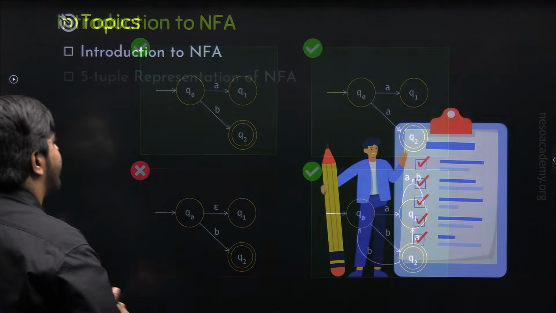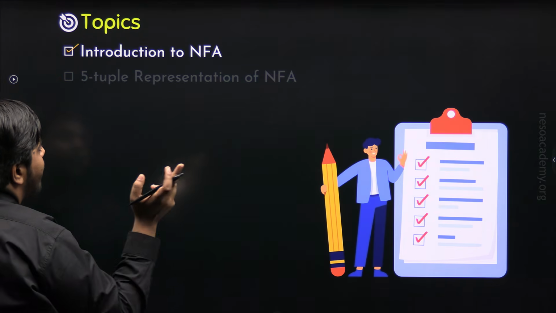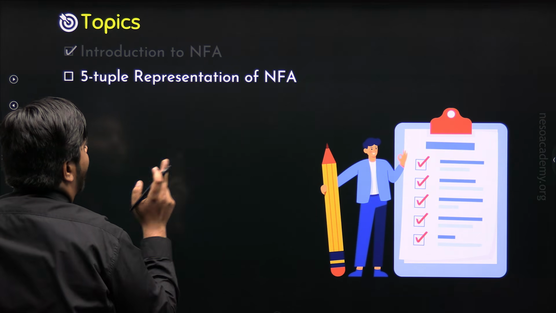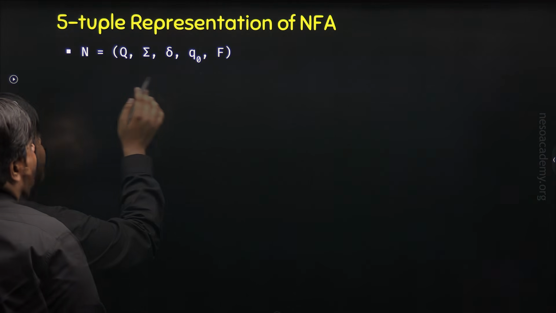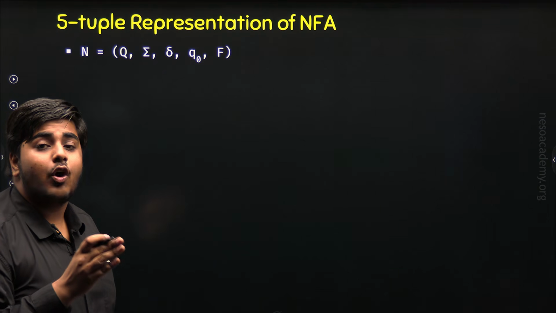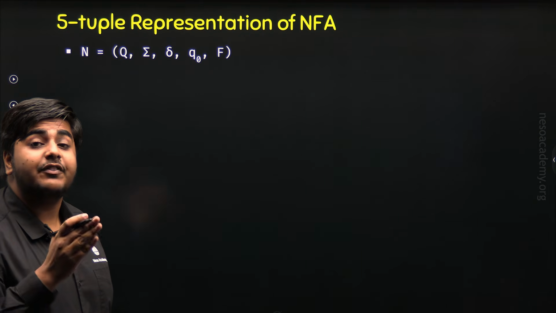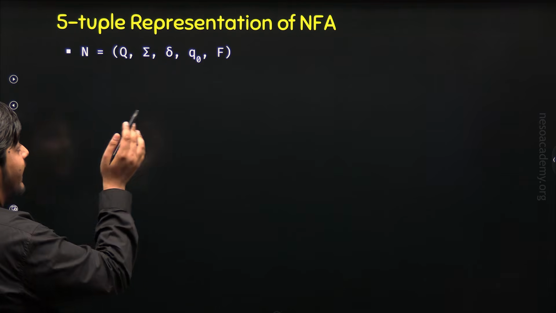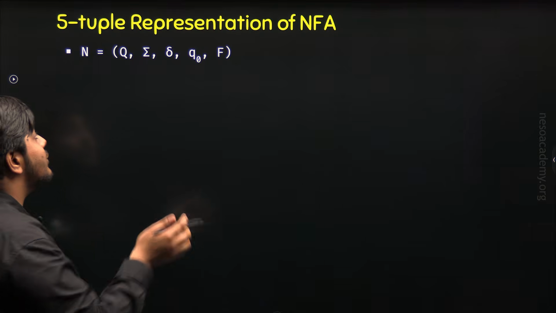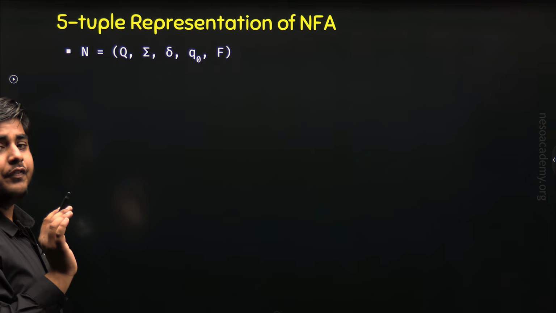In this way, we have completed our very first topic, that is Introduction to NFA. Now we are going to proceed with our second topic, that is Five-tuple representation of NFA. While explaining DFA, I told you that DFA is an ordered collection of 5 elements, and that is why it is called five-tuple. Similarly, NFA is also an ordered collection of 5 elements, and that is why it is also called a five-tuple. This is the five-tuple representation of NFA.